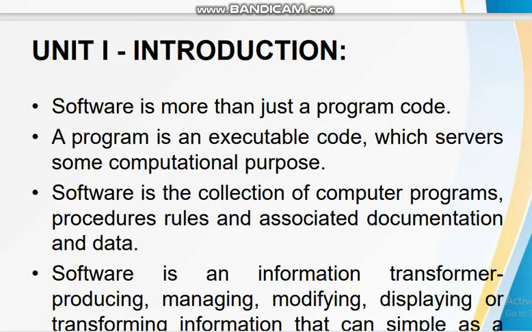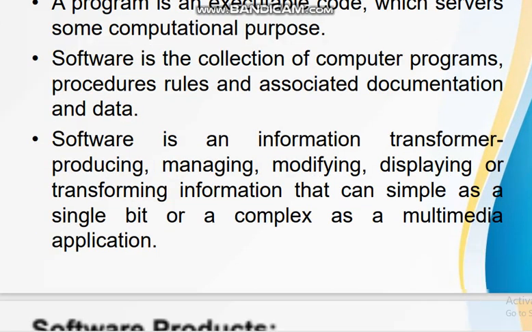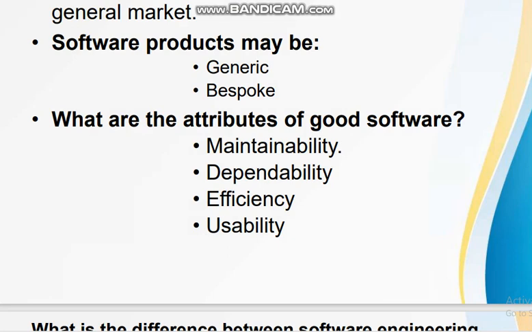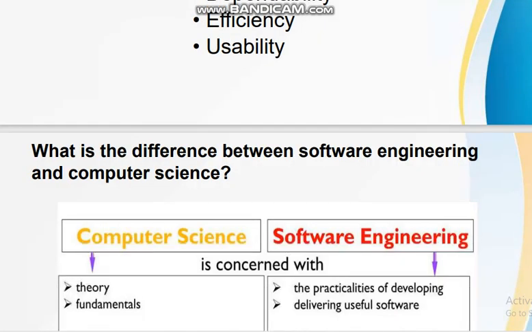There are some rules in the software products. We can develop the software products. There are some attributes about these softwares. What should be the attributes? Maintainability, efficiency, usability. These are some important attributes regarding software engineering. It is a combination of the two words, software plus engineering, related to the software, and this is all about developing software and delivering useful information.